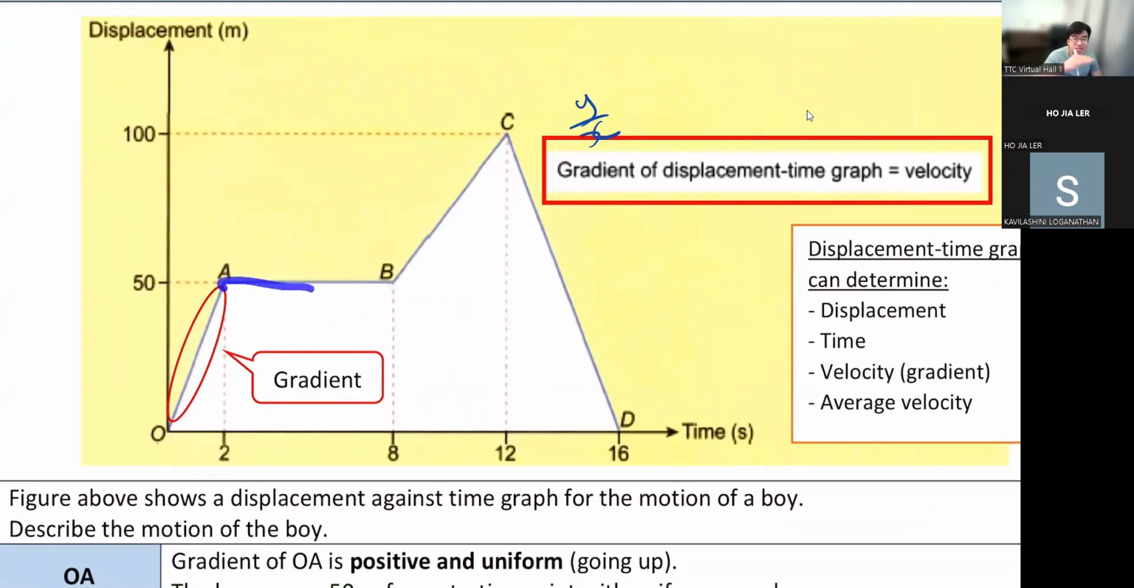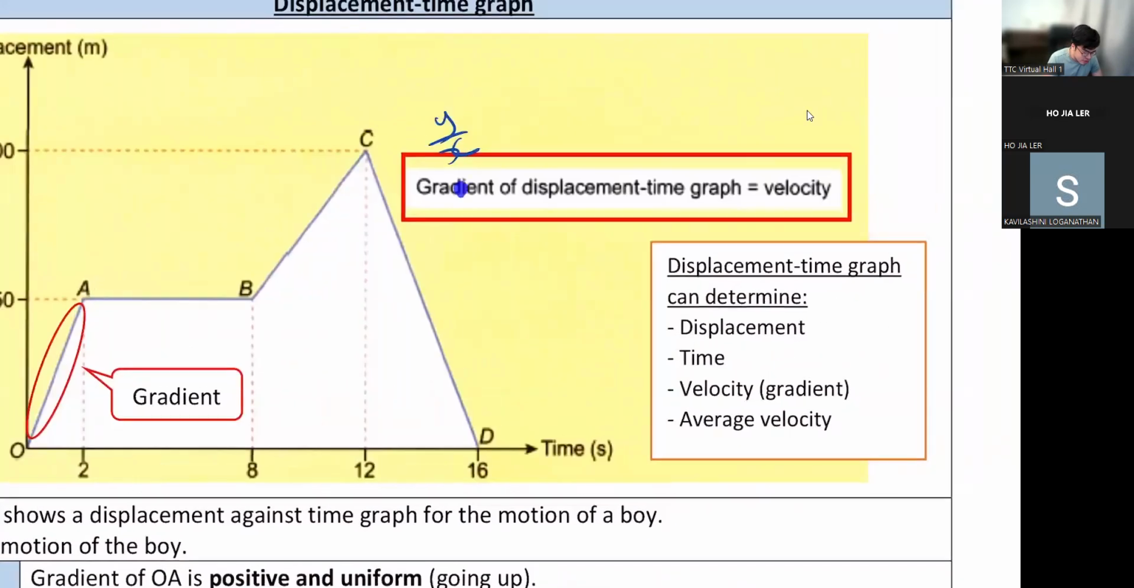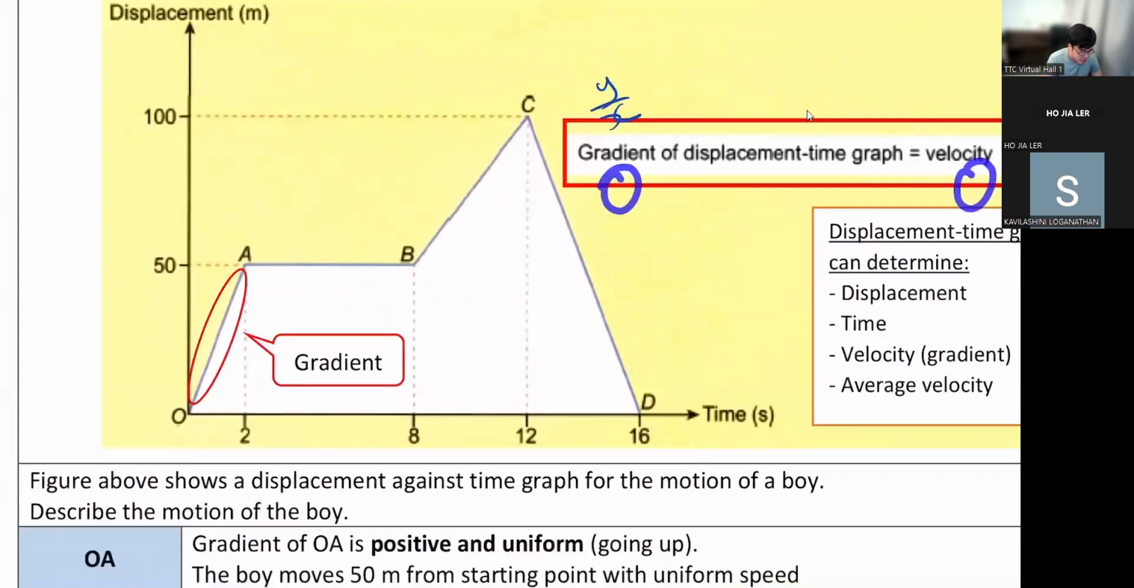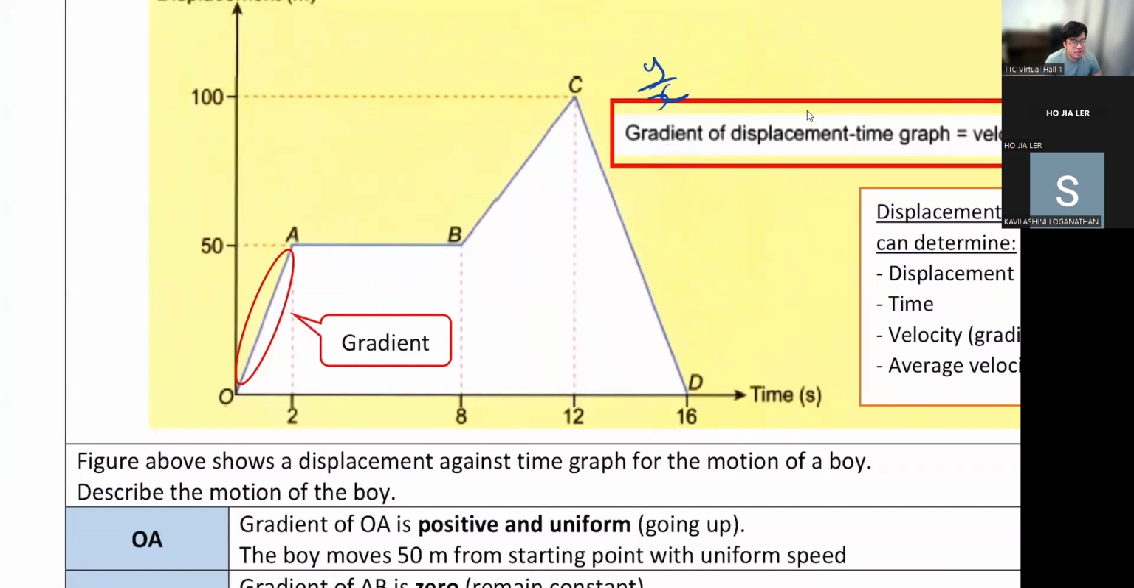Next, from the 2nd to the 8th second, the car is staying flat. When a line is flat, this is zero gradient, right? This is maths, guys. This is mathematics. When your gradient is zero, your velocity is also zero, since they are equal. Zero gradient, zero velocity. So what does zero velocity mean? That means the car is not moving anywhere. The car stays.